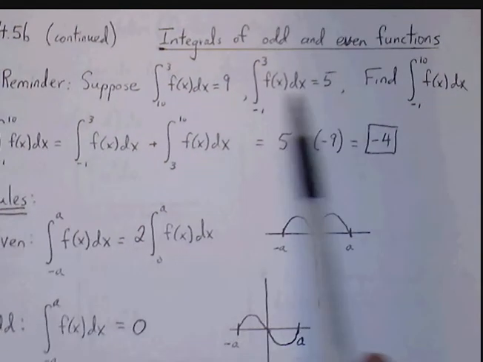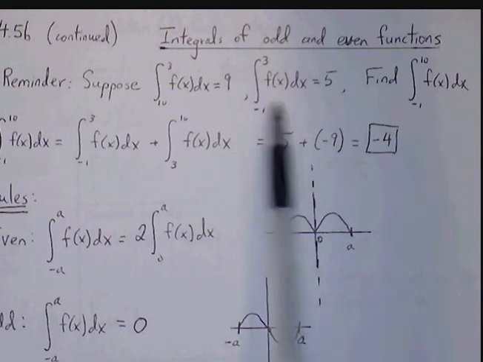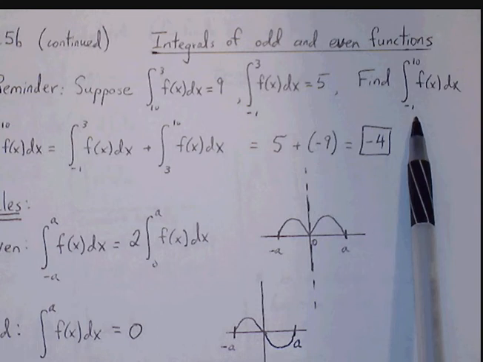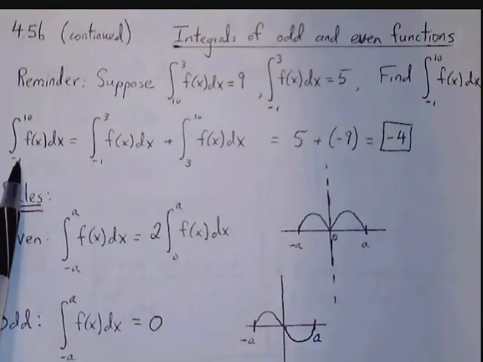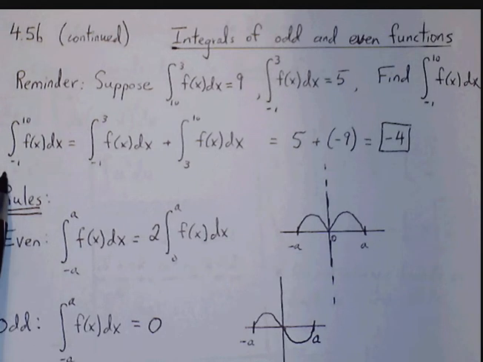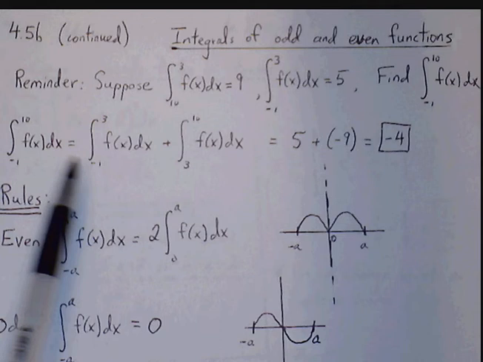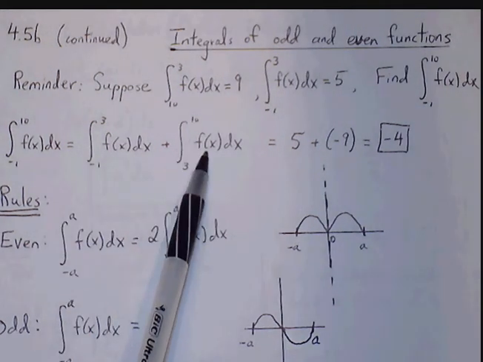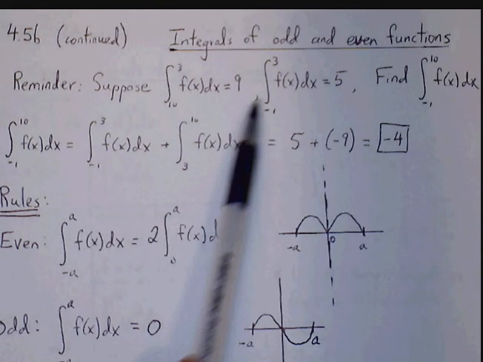So let's say we're given the definite integral from 10 to 3 is equal to 9, and the definite integral from negative 1 to 3 is equal to 5. It says find the definite integral from negative 1 to 10. Now what we do know is that we can split this up. The definite integral from negative 1 to 10 of f of x dx is equal to the definite integral from negative 1 to 3 of f of x plus the definite integral from 3 to 10 of f of x. We do have this value here, which is given to us being 5.